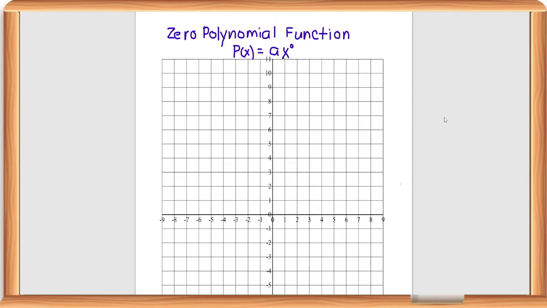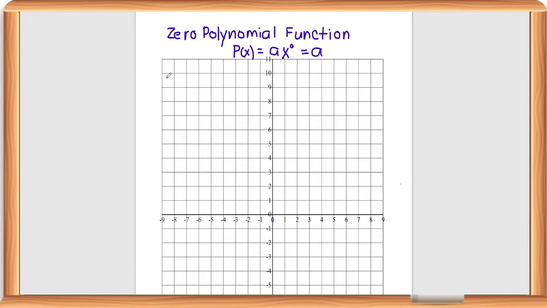Let me show you the graph of a zero polynomial function. From the previous lessons, I have already discussed the different kinds of functions according to their degree. For the zero polynomial function, the variable x is raised to the zero power. So therefore, the polynomial function at x is equal to a times x raised to the zero power, or simply equal to a itself.